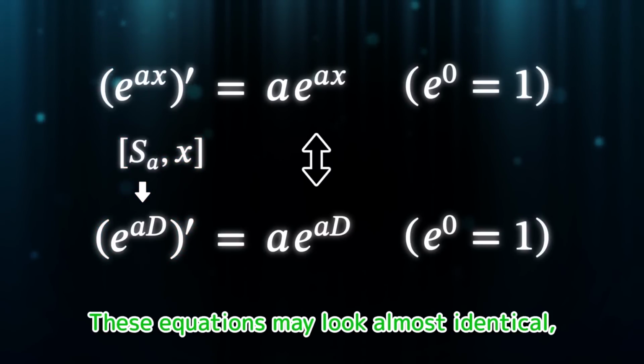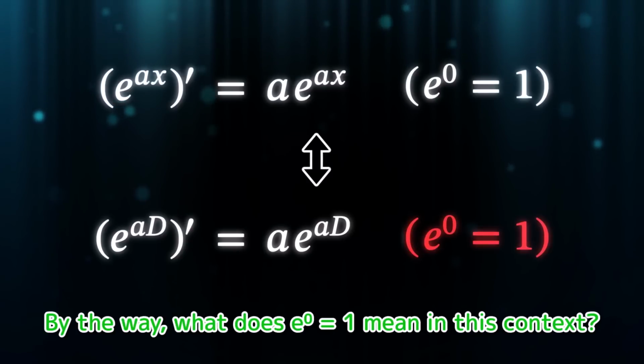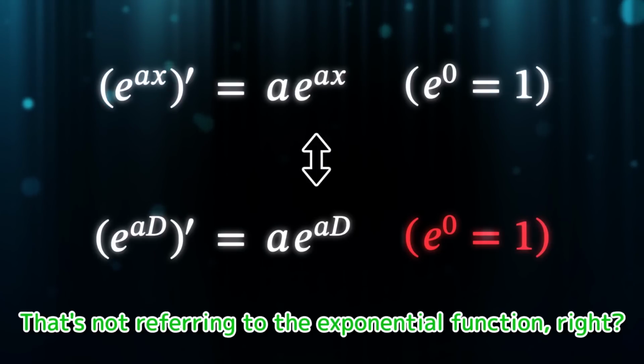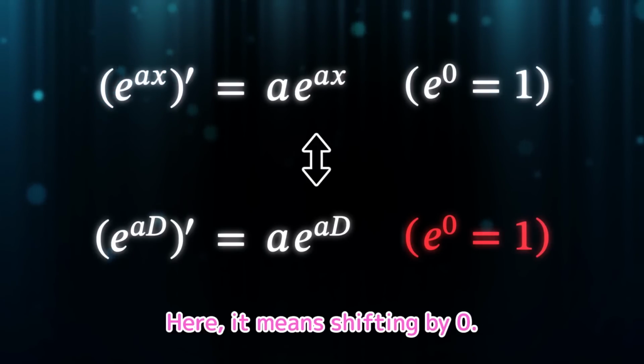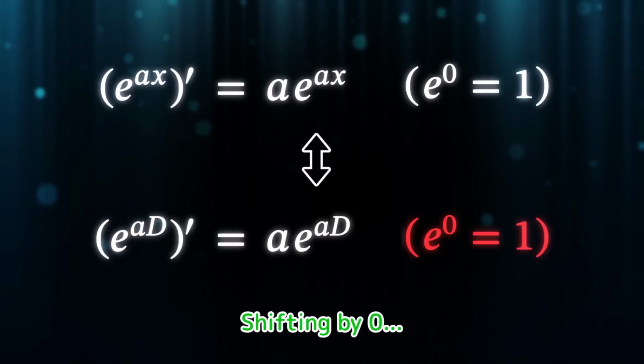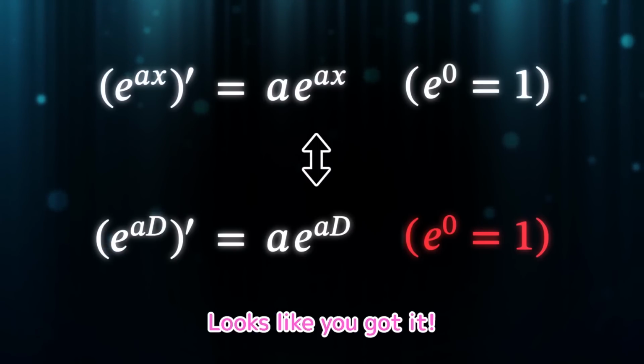These equations may look almost identical, but their meanings are very different. By the way, what does e to the 0 equals 1 mean in this context? That's not referring to the exponential function, right? That's right. Here, it means shifting by 0. Shifting by 0 basically means doing nothing, so the result is just 1. Looks like you got it.